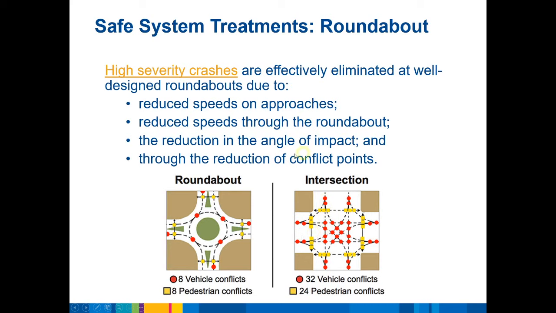And we've also reduced the number of conflict points. A conflict point in traffic design is the number of locations where one vehicle can hit another. In a typical intersection that's uncontrolled, we have 32 points where a traffic stream traveling in one direction can hit a traffic stream that's making a different movement. In a roundabout, we only have 8. So we have a significant improvement in the overall number of conflict points.